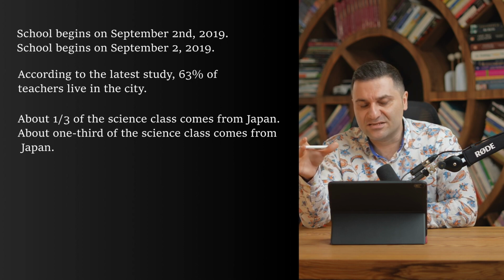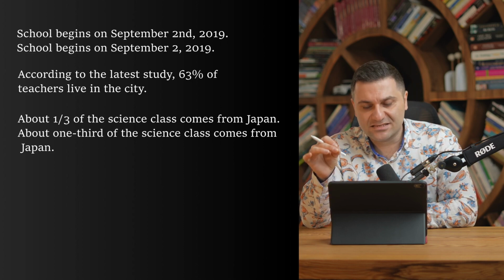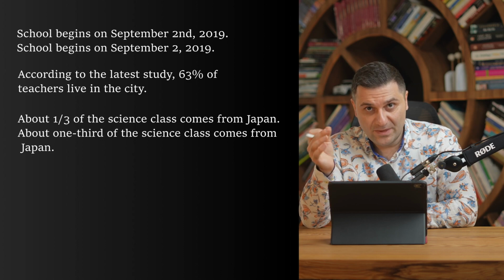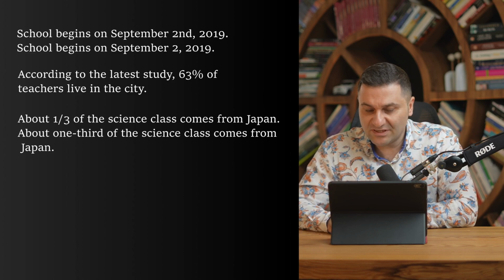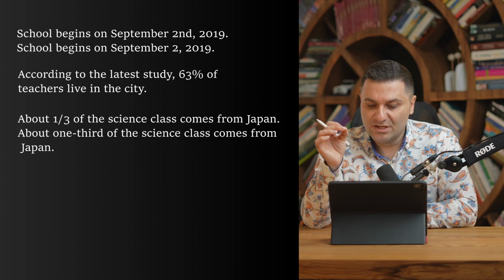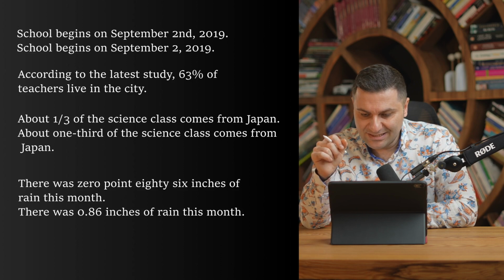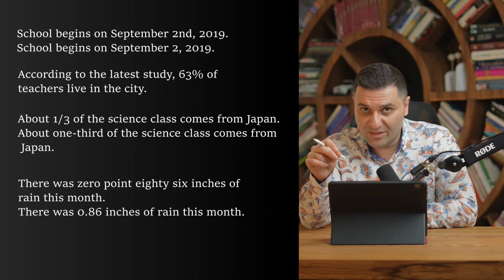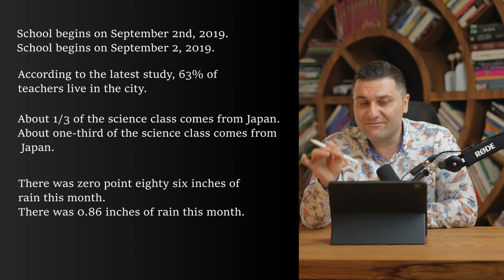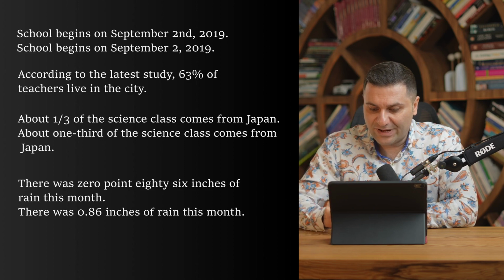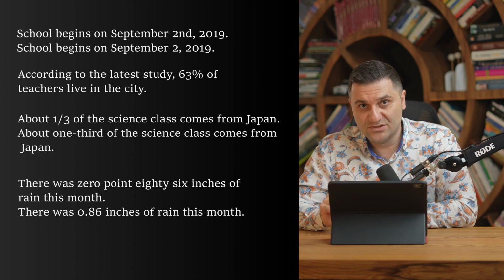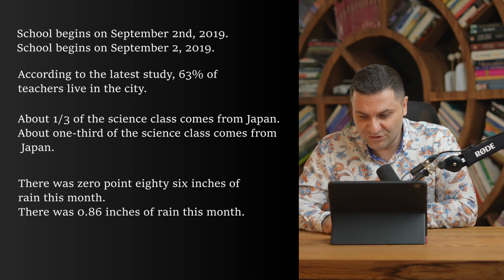And decimals. We write decimals in numerals. Avoid starting your sentences with decimals, all right? Now, take a look at this example: there was zero point eight six inches of rain this month. It is incorrect. We never spell decimals out. So the correct sentence is: there was 0.86 inches of rain this month.